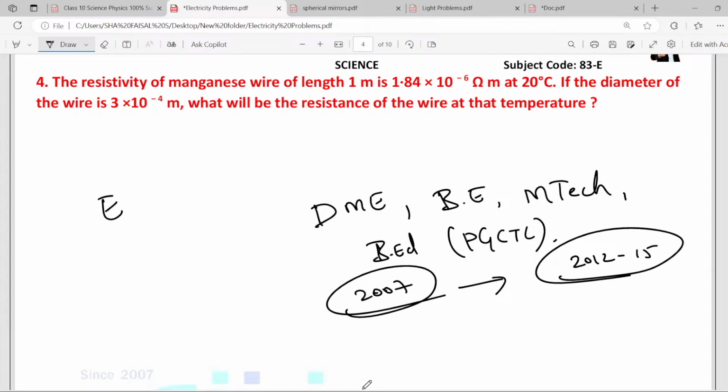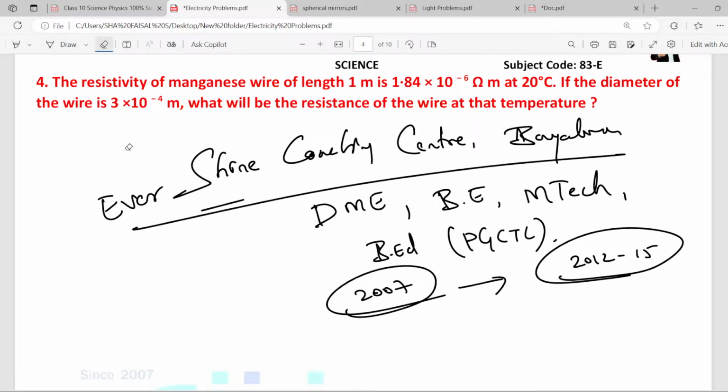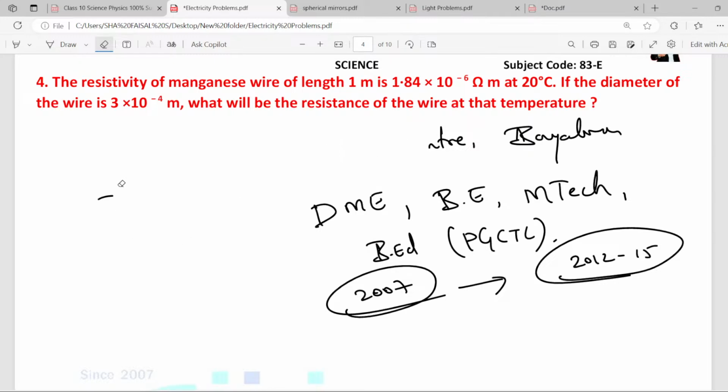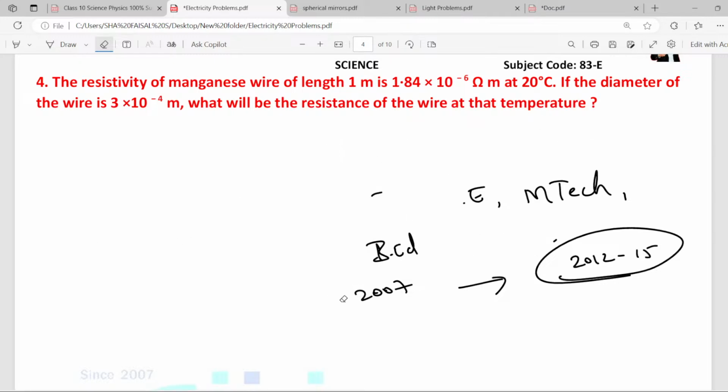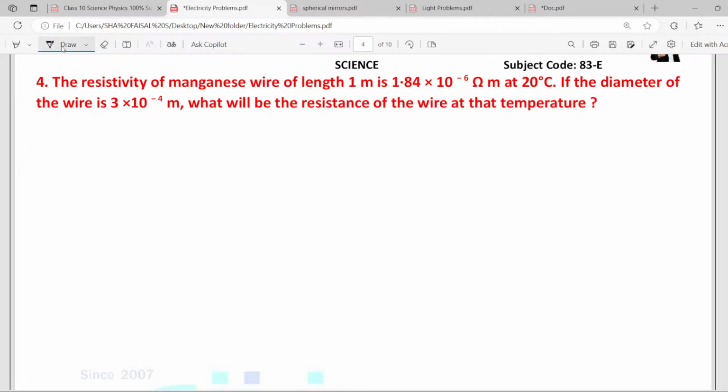If you want to know more about me, you can just browse Evershine Coaching Center, Bangalore in Google, and you will get complete details about me. Now it's fine? Good. Dear students, our institute has achieved 100% result right from 2007 till 2024. And even the highest percentage in math and science, consistently from 2007 till now, 100 out of 100.